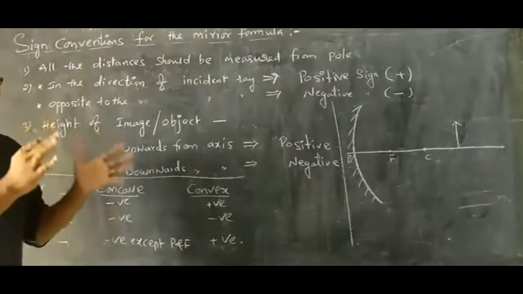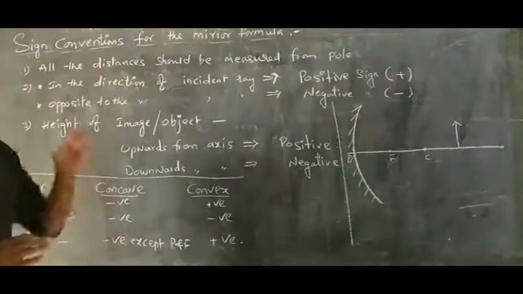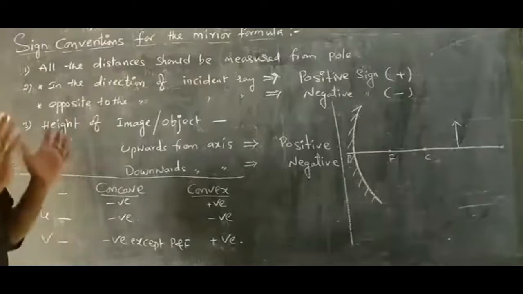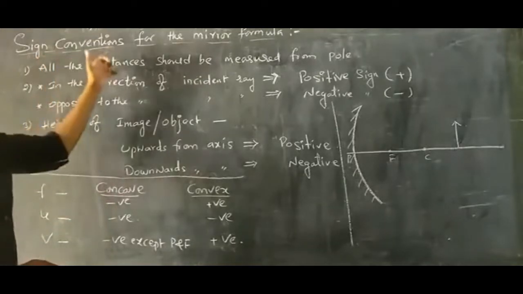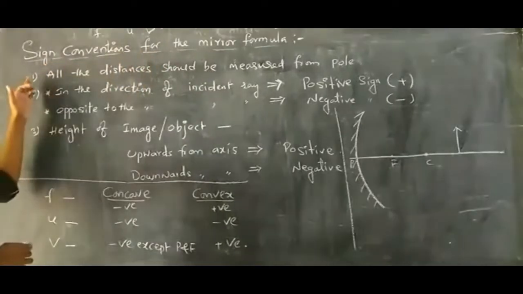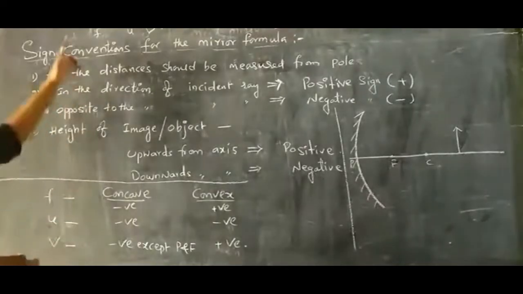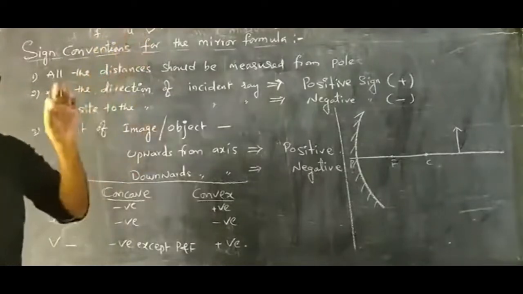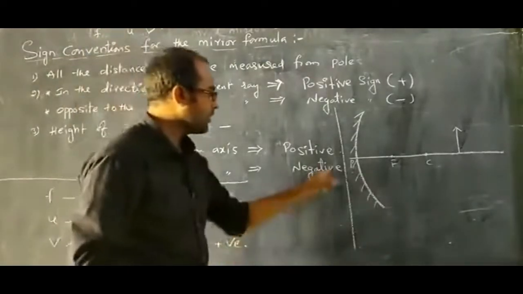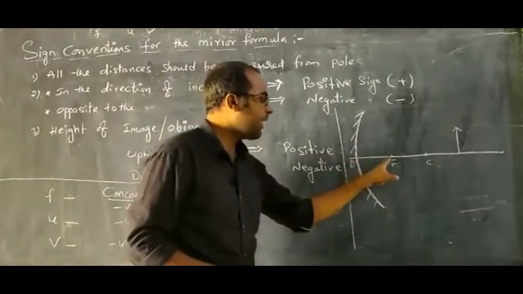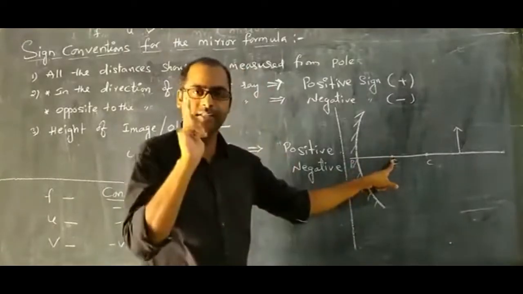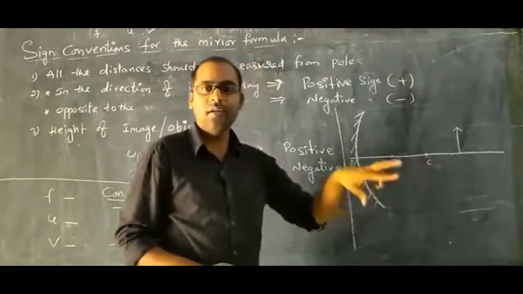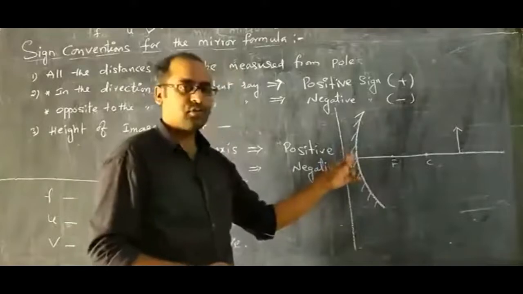Yes, so for taking those signs we have some rules. Those are called sign conventions for the mirror formula. First, while measuring all these distances, focal length, object distance and image distance, these three are nothing but distances. What is focal length? The distance between pole and focus is called focal length. The distance between pole and center of curvature is called radius of curvature. That is also a distance.